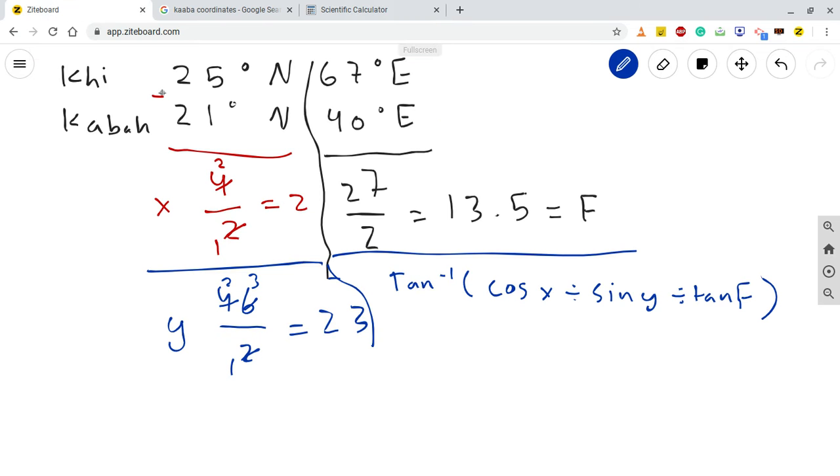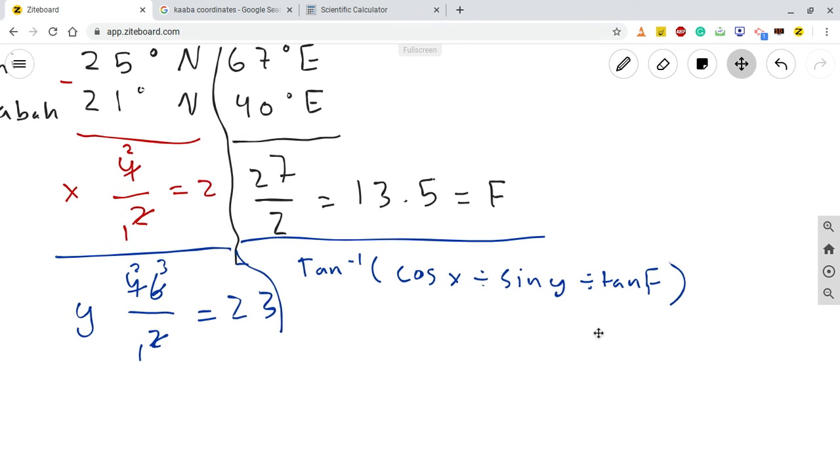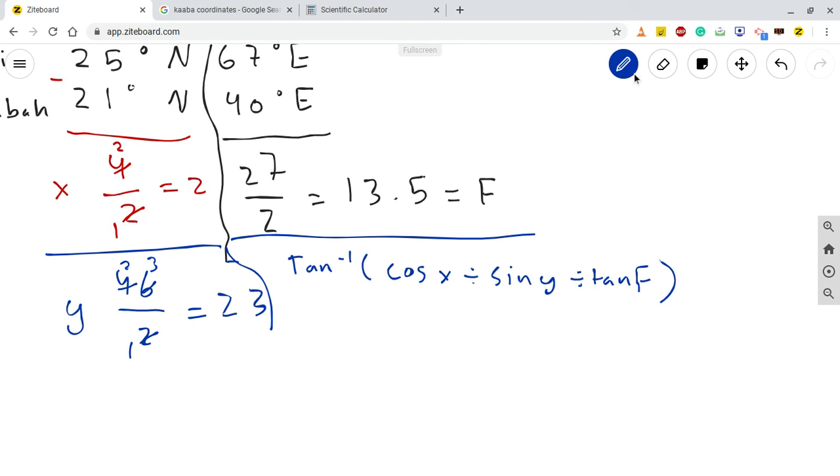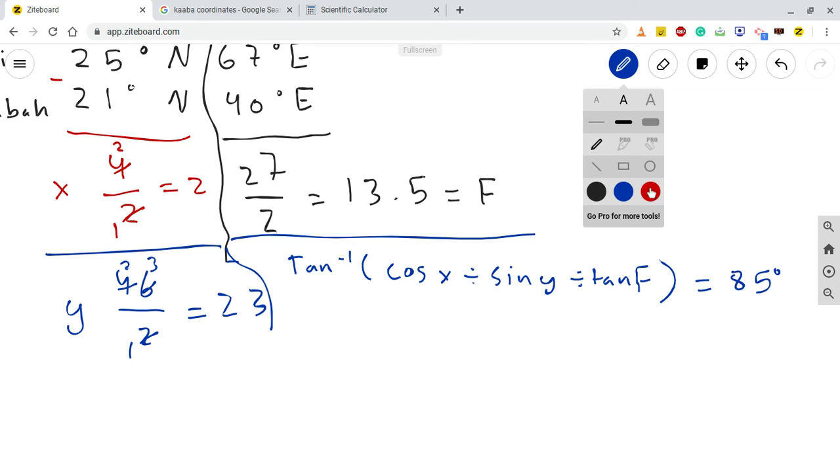Okay, so it's 85. In this one, we are equal to 85 degrees. Okay, the next is the same thing.